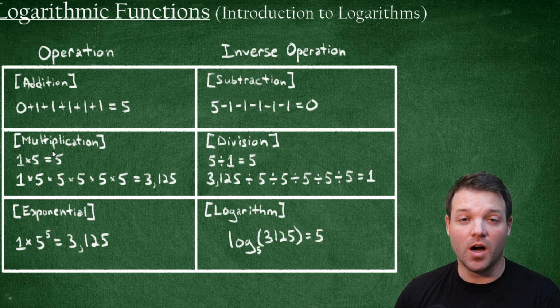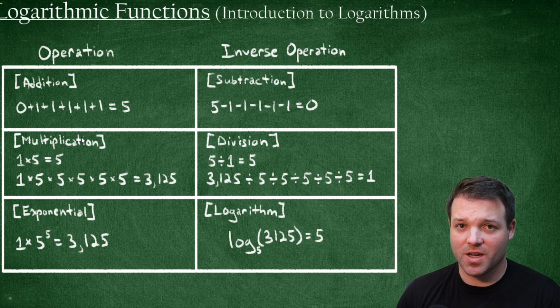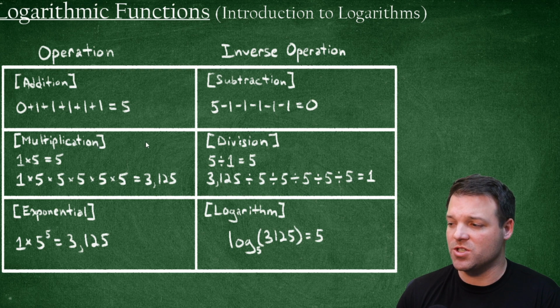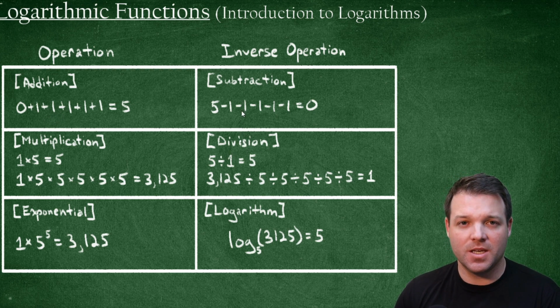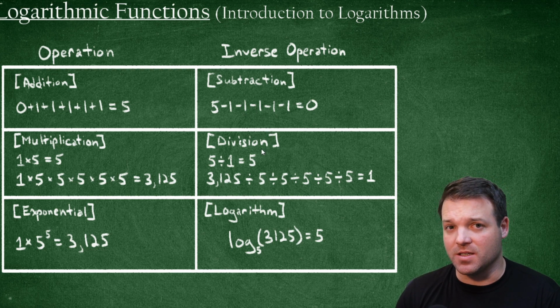Now, in order to undo multiplication, we have to have some kind of inverse if we want to solve equations algebraically. And of course, we have division. If multiplication is just repeatedly adding the same number, division is repeatedly subtracting that number. Okay, that's really all it is.